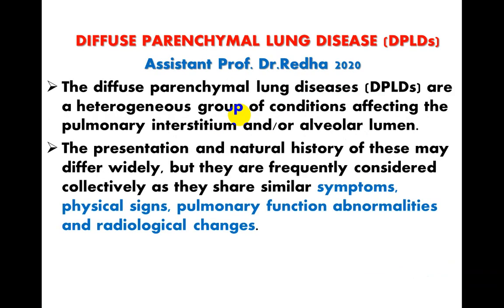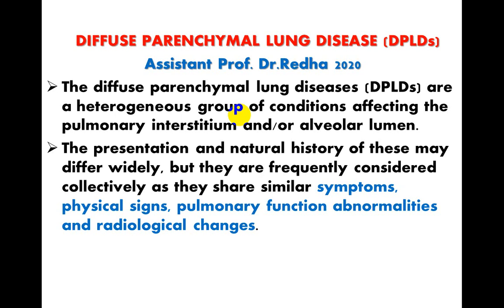What is meant by diffuse parenchymal lung diseases? The diffuse parenchymal lung diseases, abbreviated DPLDs, are a heterogeneous group of conditions affecting the pulmonary interstitium and/or peripheral lumen. I mean, involvement of the pulmonary interstitium alone, or pulmonary interstitium with peripheral lumen. This is the definition of diffuse parenchymal lung disease.